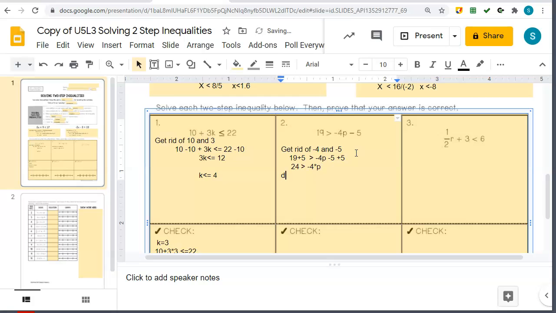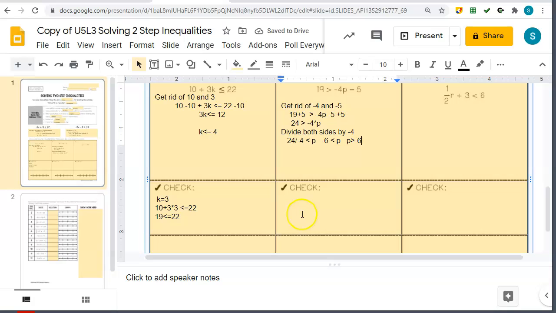Now we divide both sides by negative 4. Ooh, we're dividing by a negative. That should remind us of something. So we've got 24 divided by negative 4. And that, instead of being greater than, is going to be less than p. So that means that negative 6 is less than p, or p is greater than negative 6.